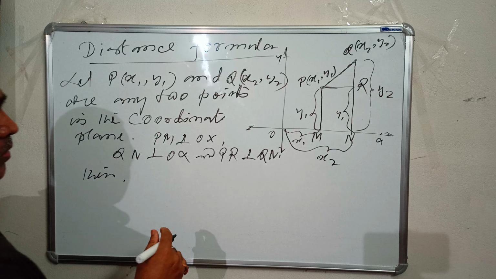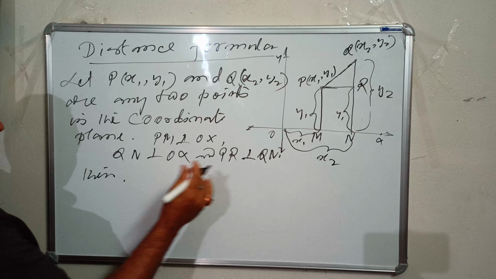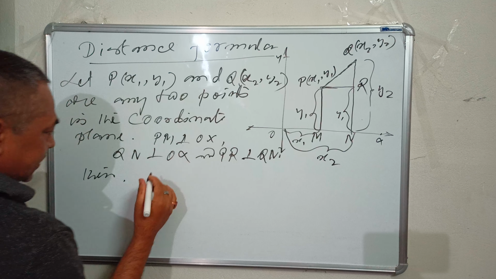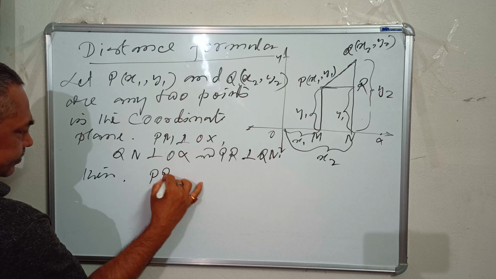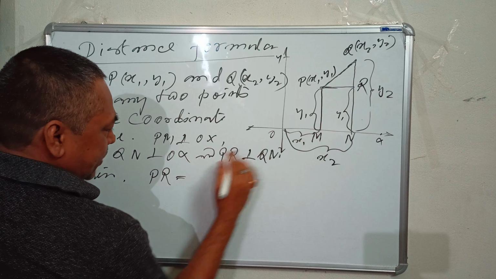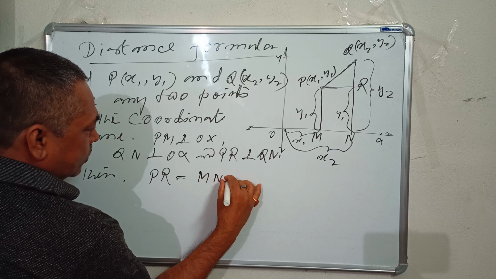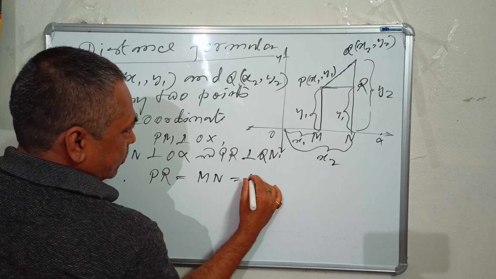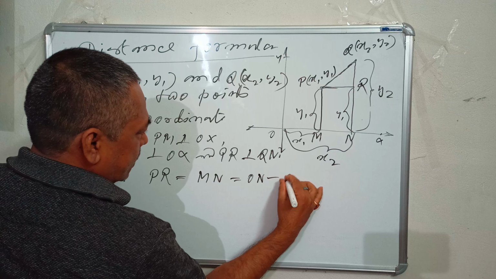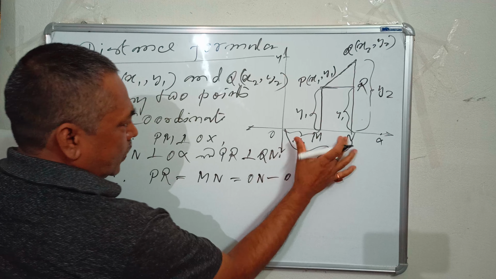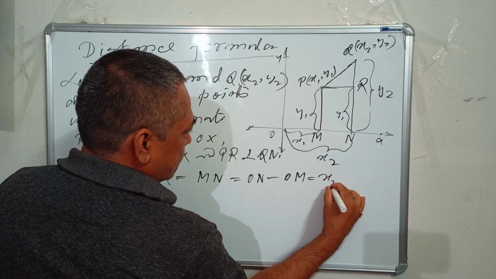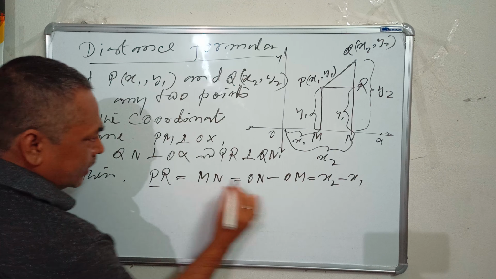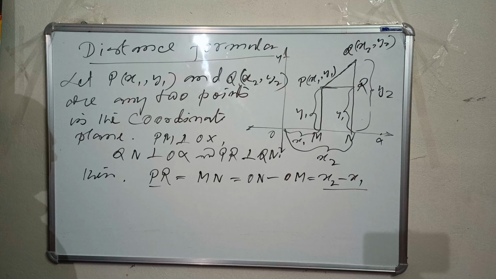Then what is happening? Let us find MN, and so let us find PR. Then PR equals MN equals ON minus OM. ON is x2, OM is x1. So that means PR equals x2 minus x1.